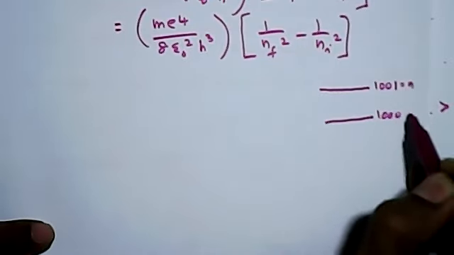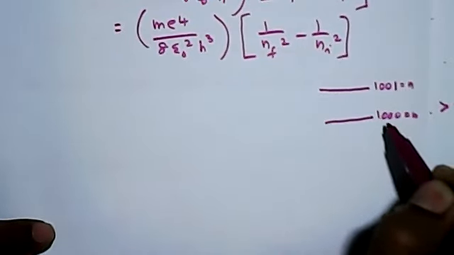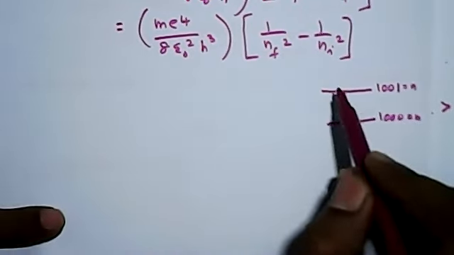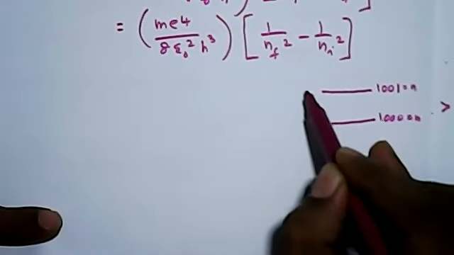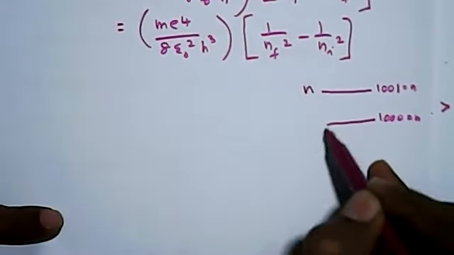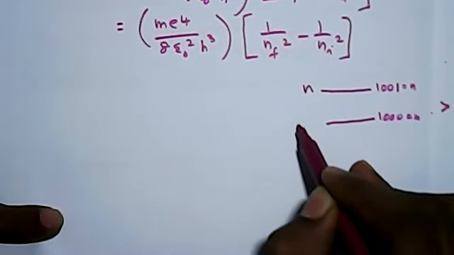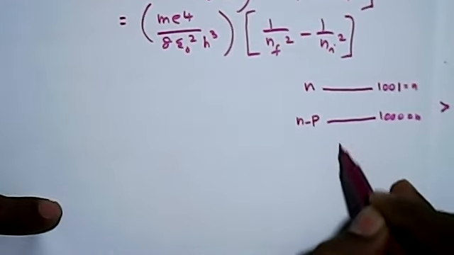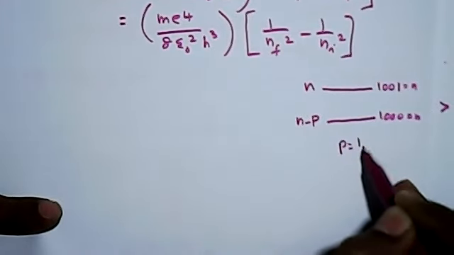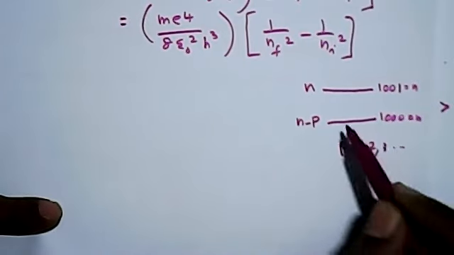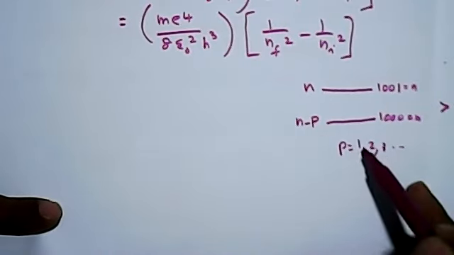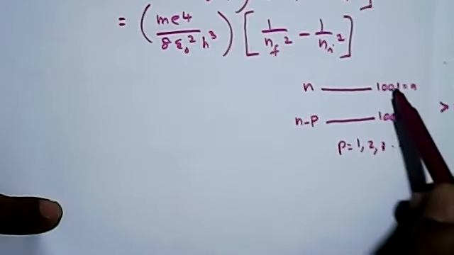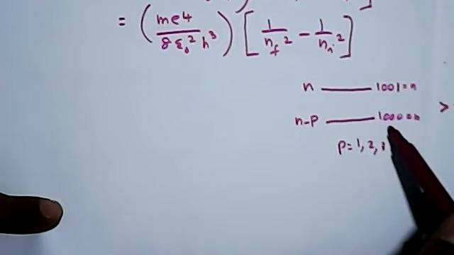So this is a case where the principal quantum number n is very large, 1001 and 1000. You can take this one as n, and this one as n minus p, where p equals 1, 2, 3, etc. Very small numbers. So p equal to 1 means 1001 and 1000. P equal to 2 means 1001 and 999, like that.